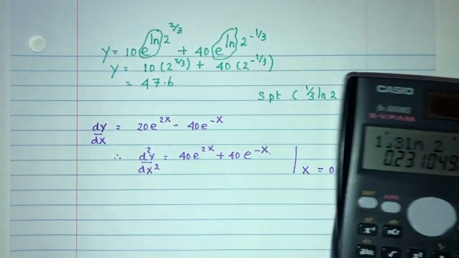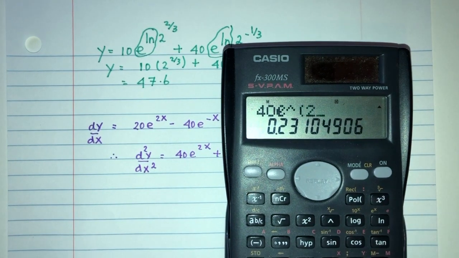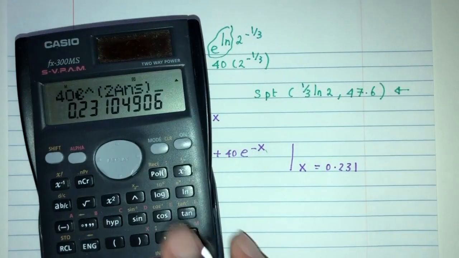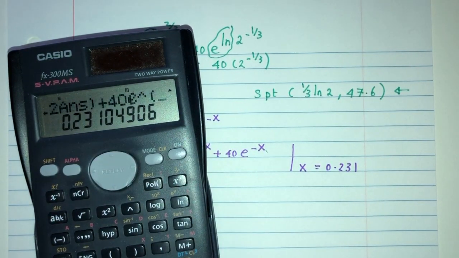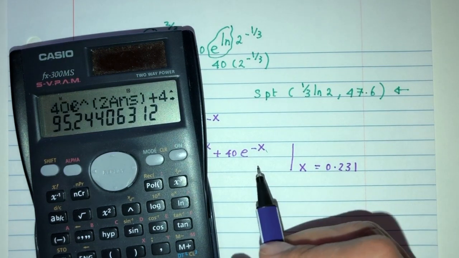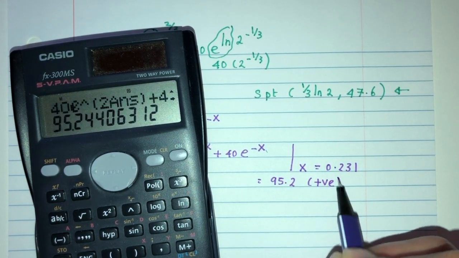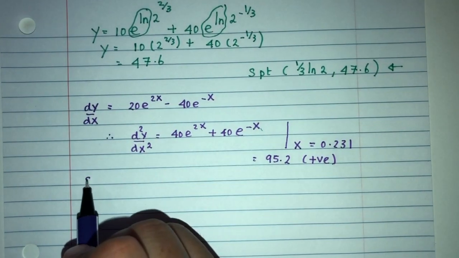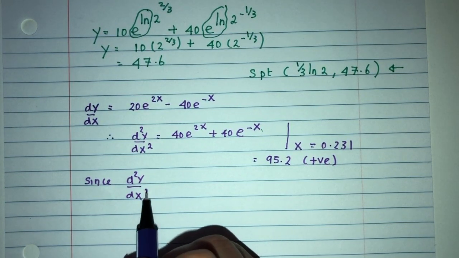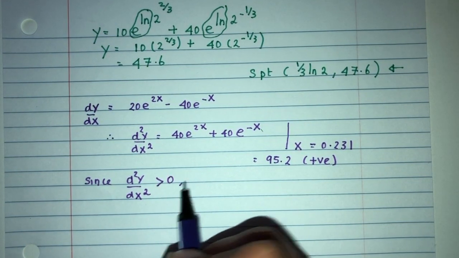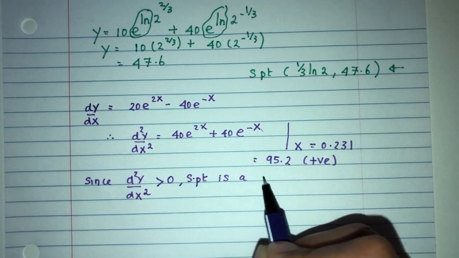Tell me, 0.231. That will be 40 exponential power 2 times x plus 40 exponential power minus x. That will be 95.2, which is a positive value. So you can write, since d2y by dx2 is a positive value, we conclude that the point, stationary point, is a minimum point.